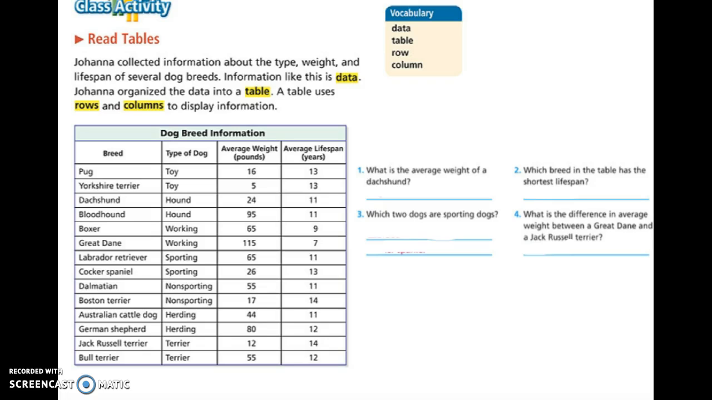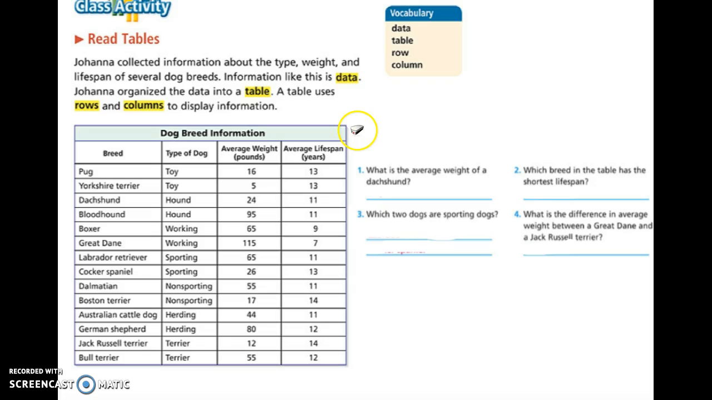So here's what it says. Jonah collected information about the type, weight, and lifespan of several dog breeds. Information like this is data. Jonah organized the data into a table. A table uses rows and columns to display information. So if we look at this chart right here, it shows the breed of dog, the type of dog, the average weight in pounds of the dog, and the average lifespan of the dog.